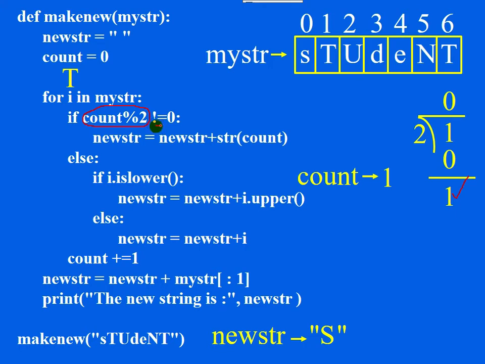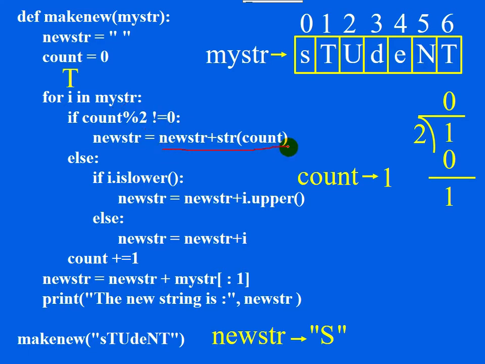Now 1 not equal to 0. Yes, the condition is true. 1 is not equal to 0. So this will be executed. Okay, because you know the working of if else. If the condition is true, this will be executed. If the condition is wrong, control will come to else part. Okay, now the condition is true, so this will be executed.